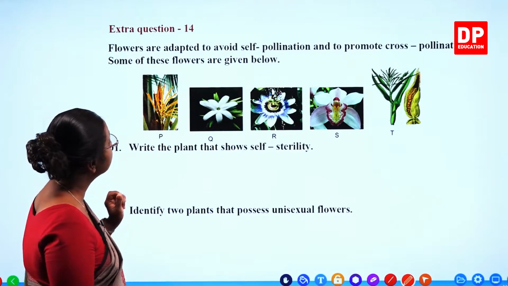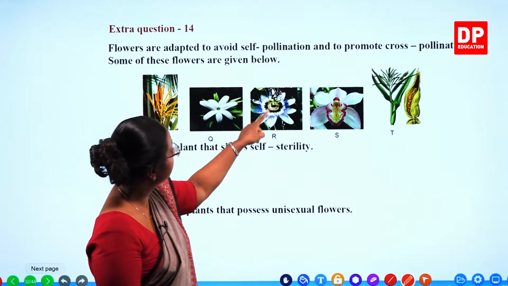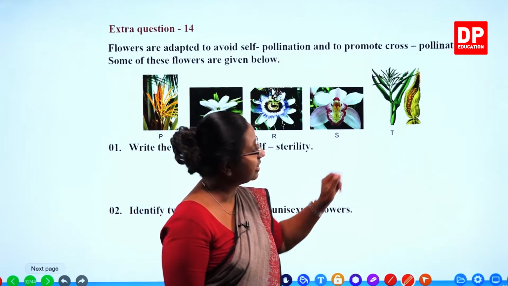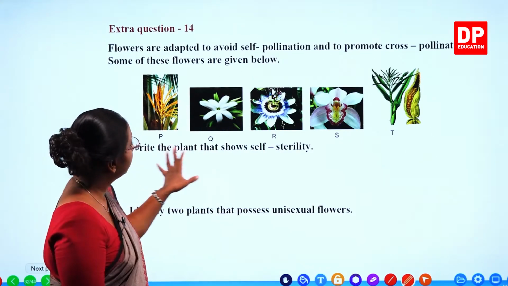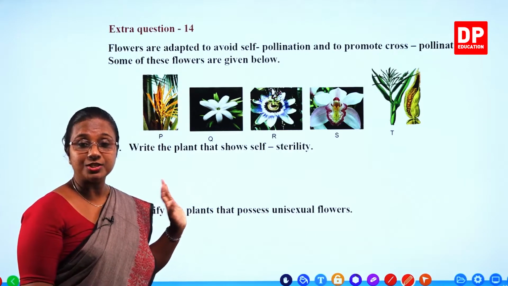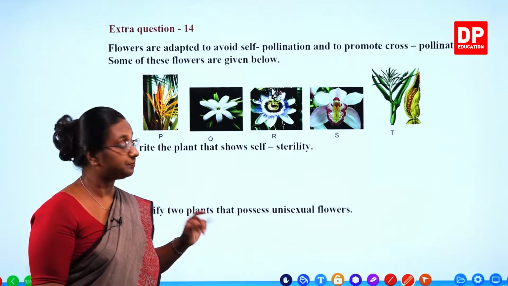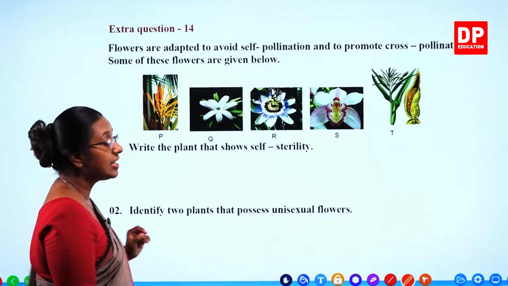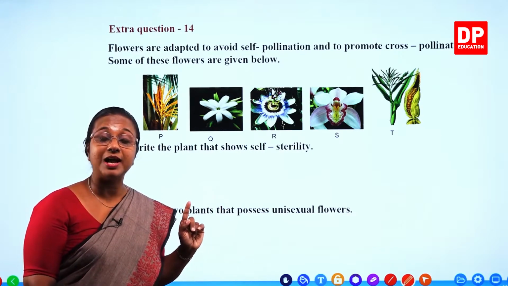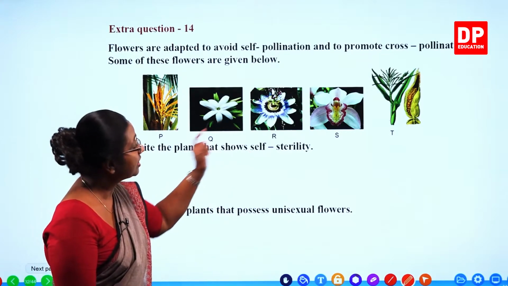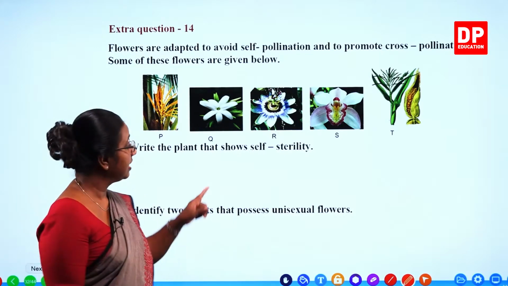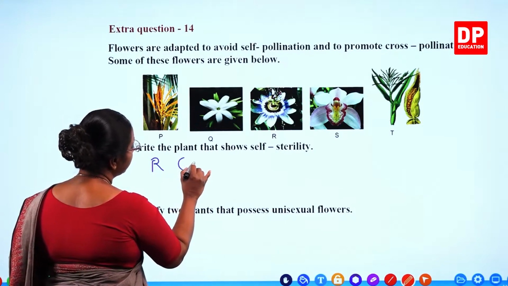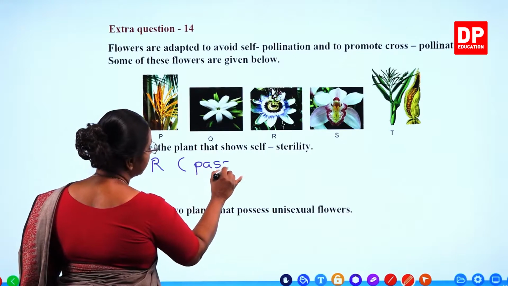Then you can see jasmine. Then there is passion. Then there is orchid, and also there is corn. So now we will have to answer the questions based on these flowers. First one. Write the plant that shows self-sterility. Out of these, what is the plant that shows self-sterility? Passion fruit. So that is R. Self-sterility, that is R. If you want, you can write it as passion flower.